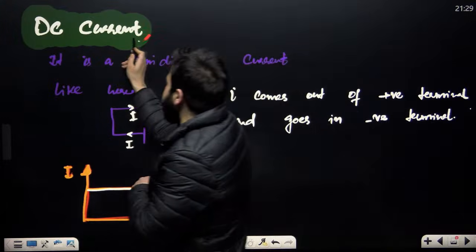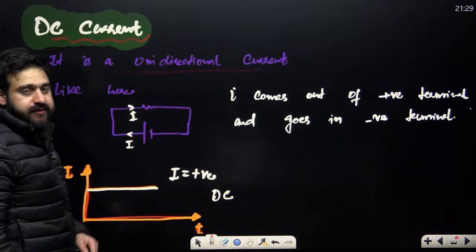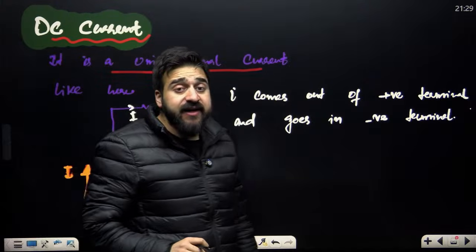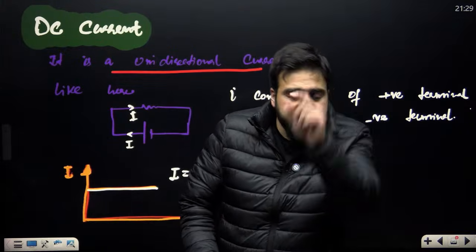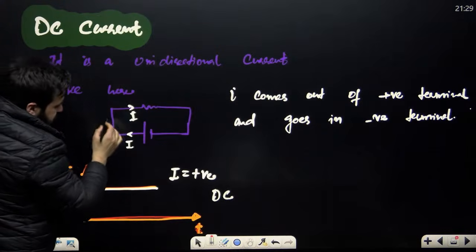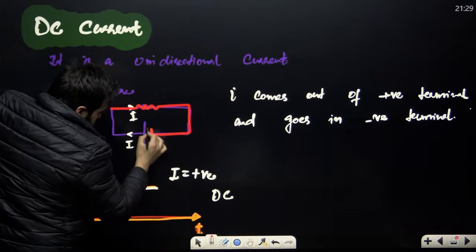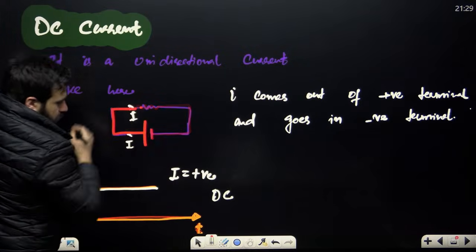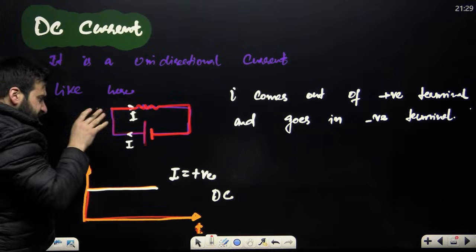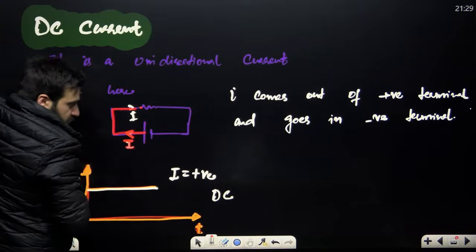What does direct current actually mean? Direct current means unidirectional current. Direct current is that current which is unidirectional. Unidirectional means which flows only in one direction. Let's suppose, my dear NEET aspirants, I take a circuit over here. This is the circuit that I am taking over here. In this circuit, current flowing is I.